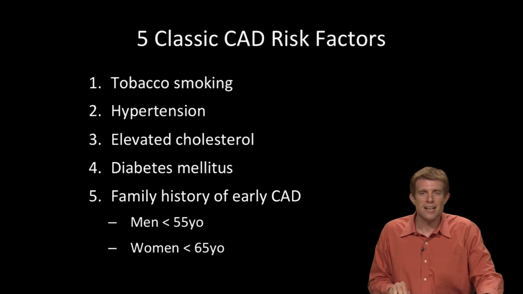There are 5 classic coronary artery disease risk factors that were identified in the initial study. These are tobacco smoking, high blood pressure, elevated cholesterol, diabetes, and a first-generation family member who had early coronary artery disease, men less than 55 or women less than 65 years of age.